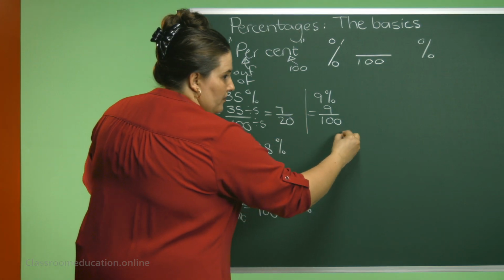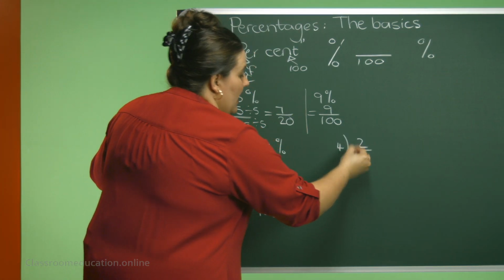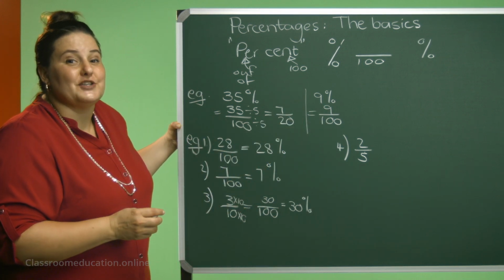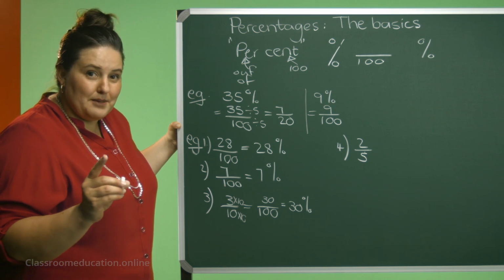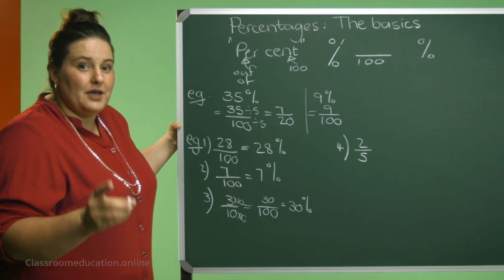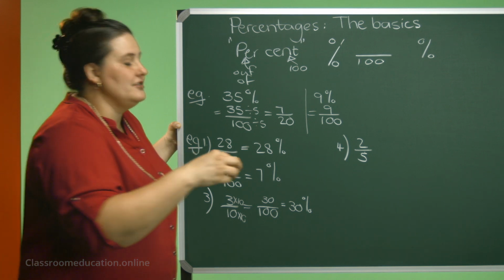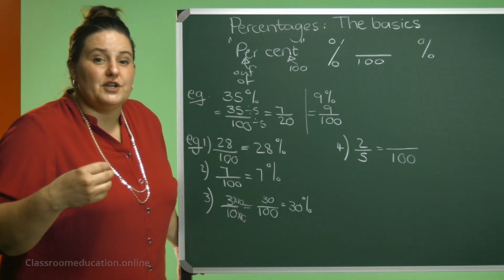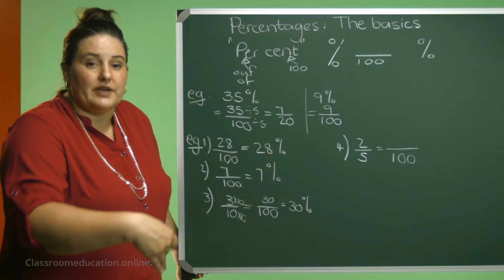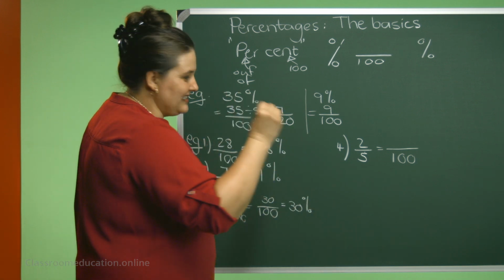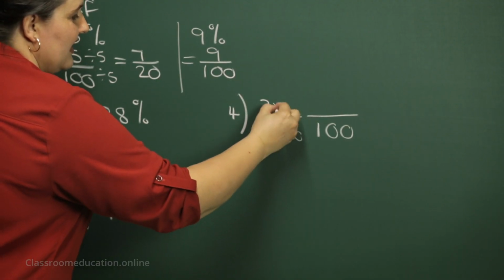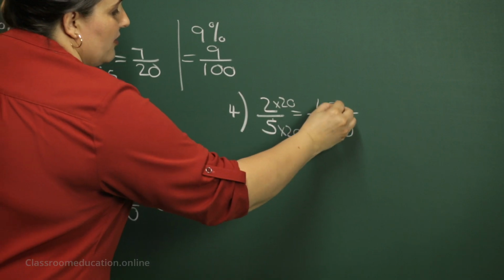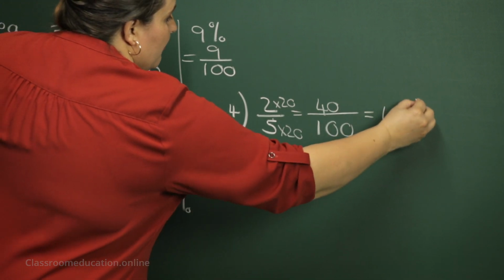Number 4. 2 out of 5. Think a bit. This might be a bit tricky now. Remember what's the basics? The basics is percentages means it's out of 100. So I need to make that out of 100. With what should I multiply the 5 to get 100? 20. So I multiply the numerator and the denominator by 20. Then I will have 40 out of 100, and that will be 40%.